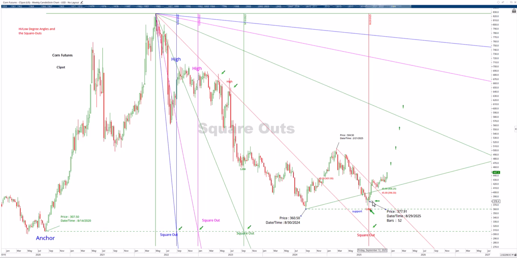You might say, well, I don't think it's going to work, but then you see it take out this green Gann line, you see it take out the red one, and you know, hey, you're probably starting something important. That's all we're really saying.